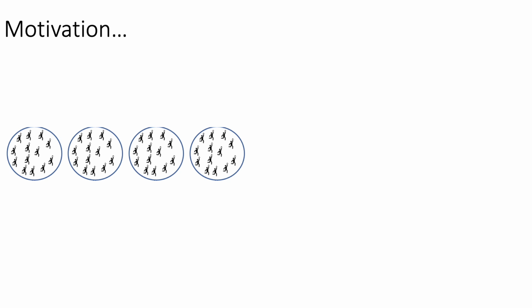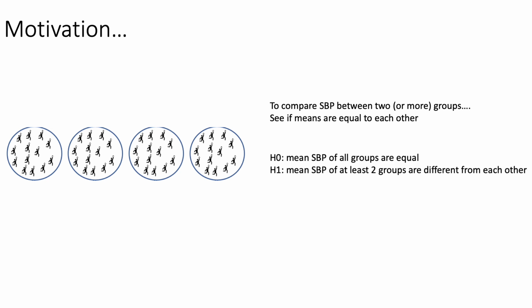So let's say we have four groups, and now I want to compare the systolic blood pressure between these four groups. Meaning I want to see if the mean systolic blood pressure of group A is equal to group B is equal to group C equal to group D. That would be my null hypothesis. My alternate hypothesis would be that for any two comparisons from these four, the mean systolic blood pressure is not equal to each other.